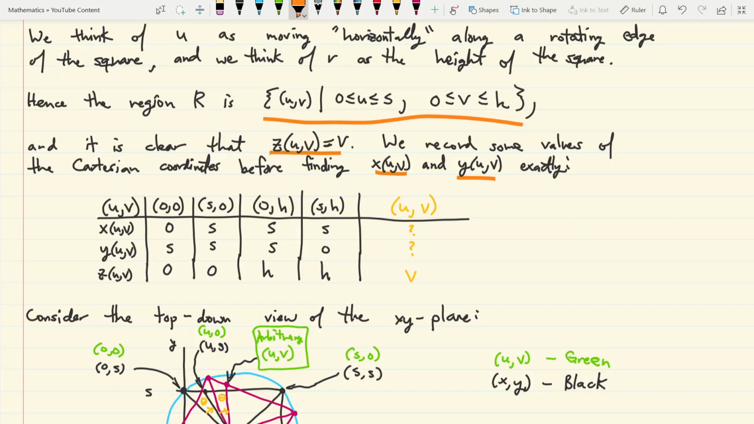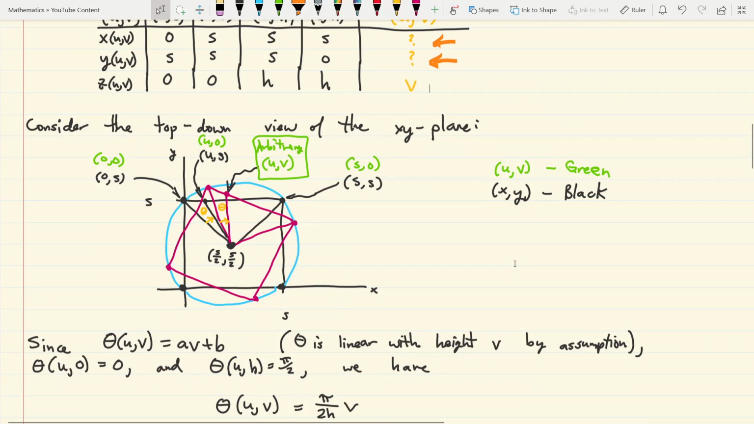Okay, so I've just recorded a table here with the points we know. The goal is, of course, then to find what these two are in general. So how can we do that? Here's what I did. Let's look at a top-down view of the surface. So the black square is going to be the starting position of the rotating square, and then we're rotating by some angle theta to get the purple square.